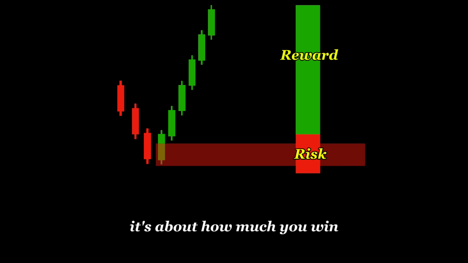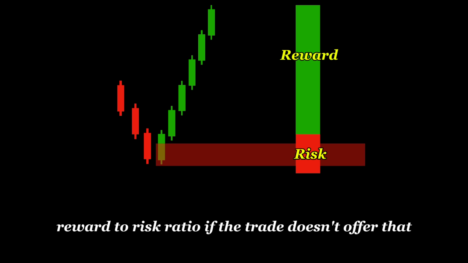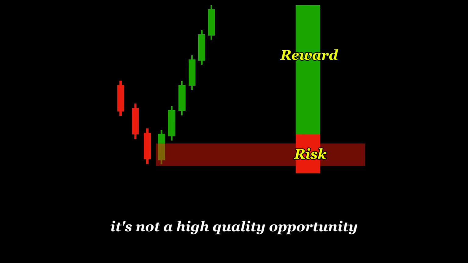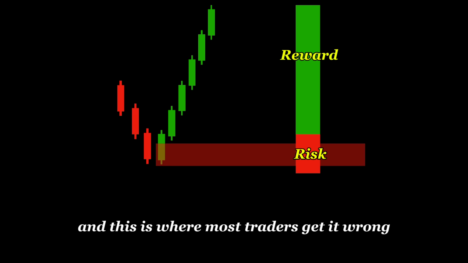It's about how much you win compared to how much you risk. You should always aim for at least a 3-to-1 reward to risk ratio. If the trade doesn't offer that, it's not a high-quality opportunity. Stay with me, because in the next part, I'll show you the exact entry, stop loss, and target using this pattern, and this is where most traders get it wrong.